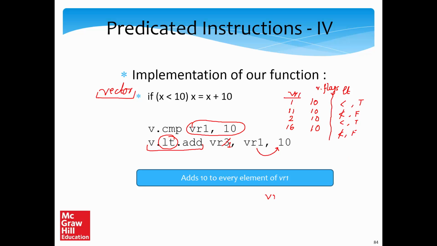So let me write that once again. I will add this to 10. So the result, which is also VR1, will depend upon the values of the computed predicate, which in the first case is true. So we'll go ahead with the addition. In the second case it is false, so we will not do the addition. So the result will still be 11 because 11 is contained here. Oops, sorry, this should not be 12, it should be a 2.